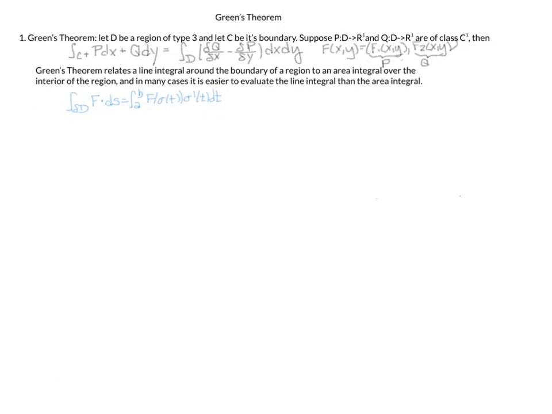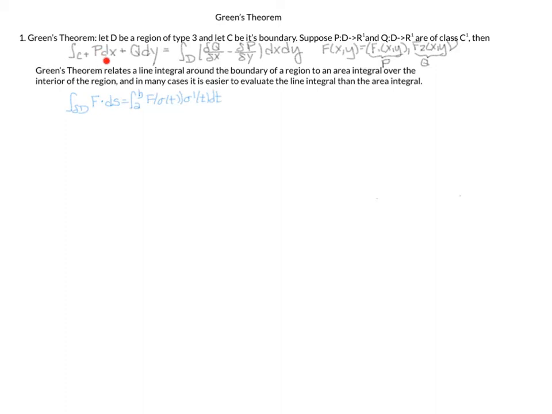We start with the statement of Green's theorem that says if D is a region of type 3 and C is its boundary, then suppose that we have P and Q, functions from our domain to R1, and they're of class C1. Then the integral over the boundary C of P dx plus Q dy is equal to the double integral over the area of D of the derivative of Q with respect to x minus the derivative of P with respect to y.